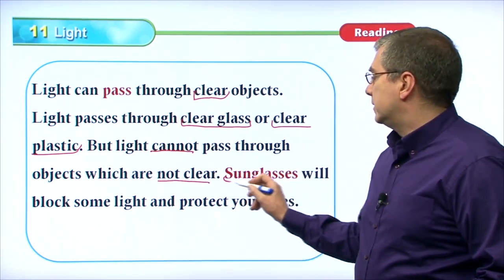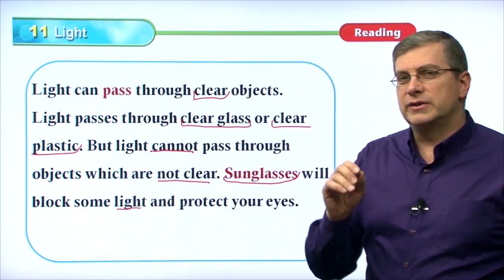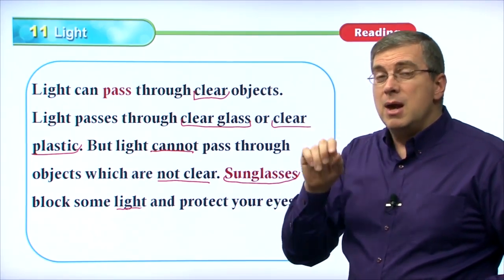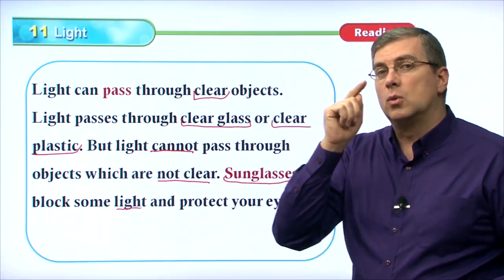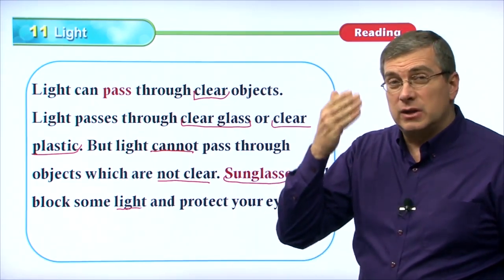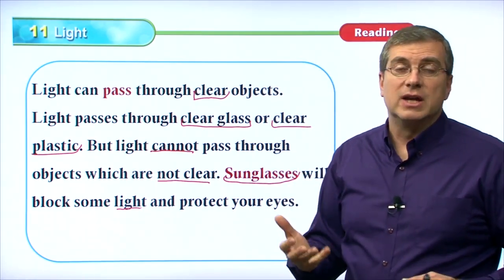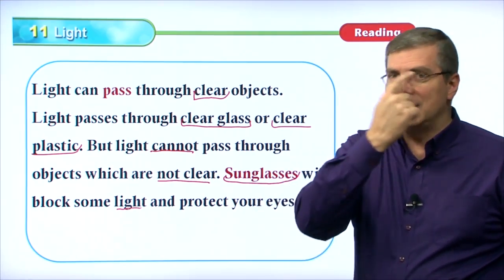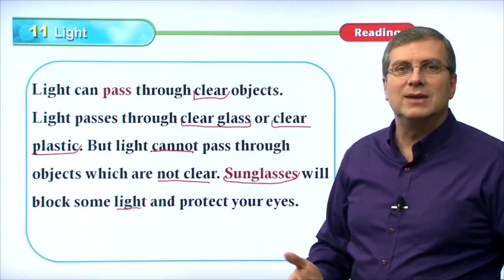Now, sunglasses will block some light, right? Sunglasses are an interesting case. Sunglasses are dark glasses. You can see through them, but they're not completely clear. They're not as clear as regular glasses. So because they're not as clear, they block some light, and this protects your eyes. Of course, you don't want to block all the light. If your sunglasses were completely black and you couldn't see anything, that would be dangerous. You'd run into things, right?